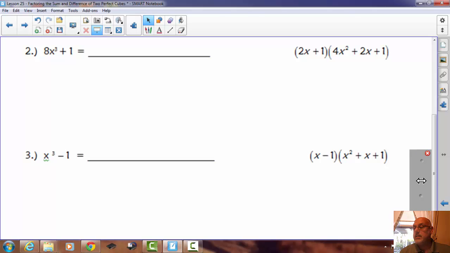So this is the lesson on factoring the sum or difference of perfect cubes. If you need to practice some more, practice these problems again, and in class we'll entertain any questions as well as do more practice problems.